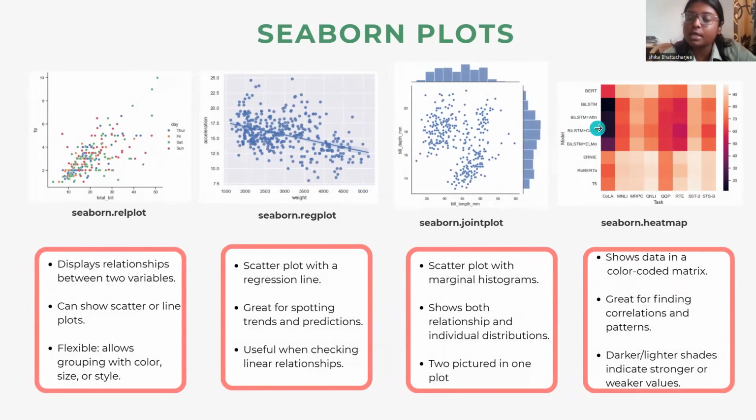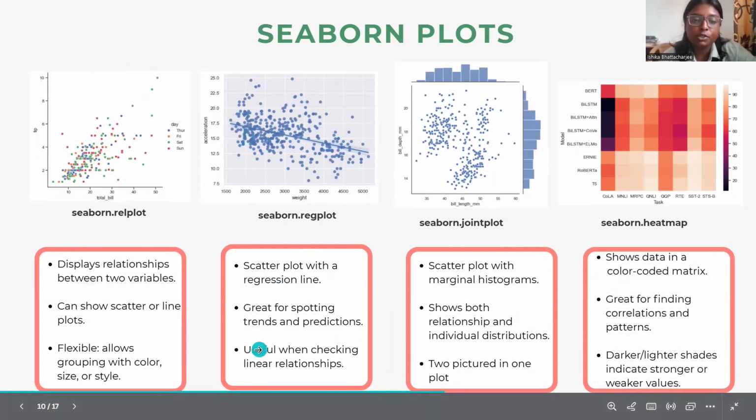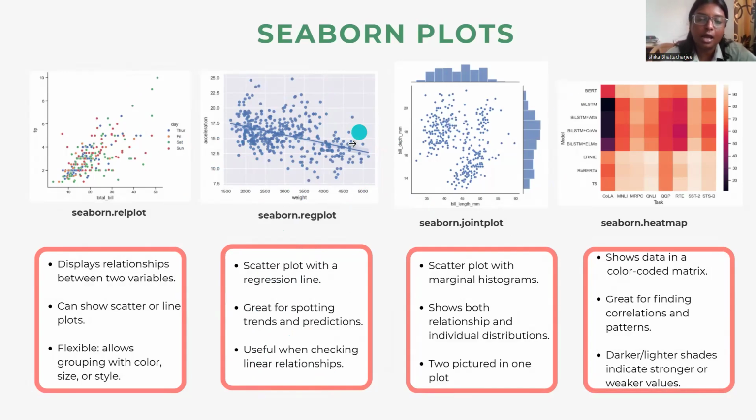Now, we need to understand all these charts because for different kinds of purposes, we need different kinds of plots, as we discussed earlier. So here, it's a regplot. It's a scatter plot with a regression line. It's great for spotting trends and predictions. It's useful for checking linear relationships. And that's all. All these four charts are actually used for showing you the relationship among two or three things. So all these charts we can use for relationships.